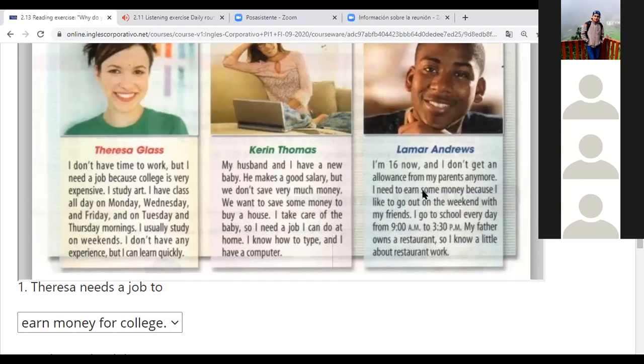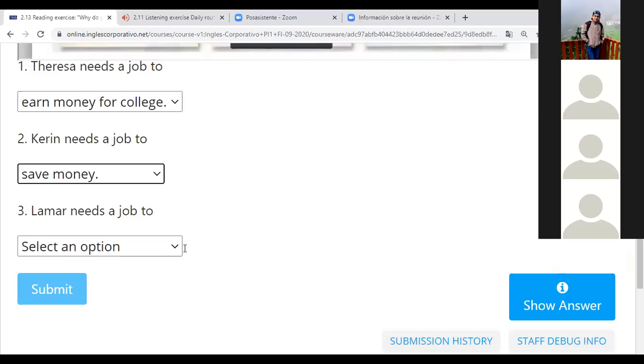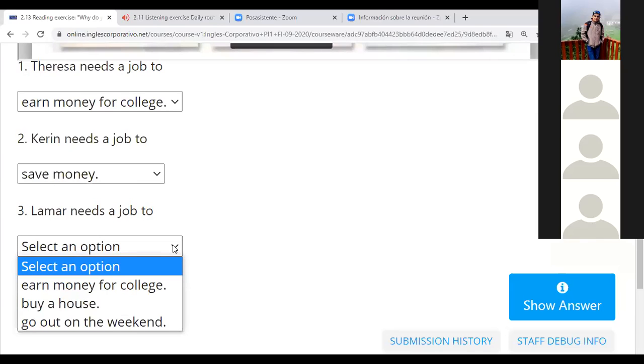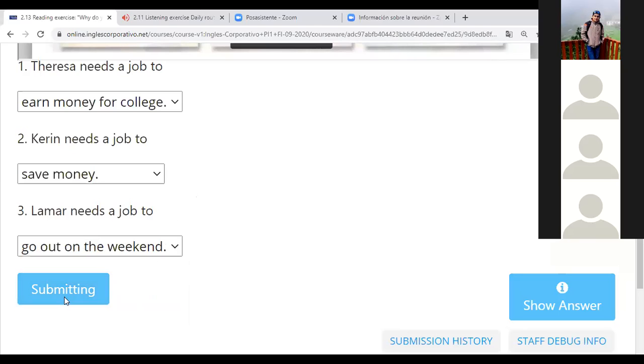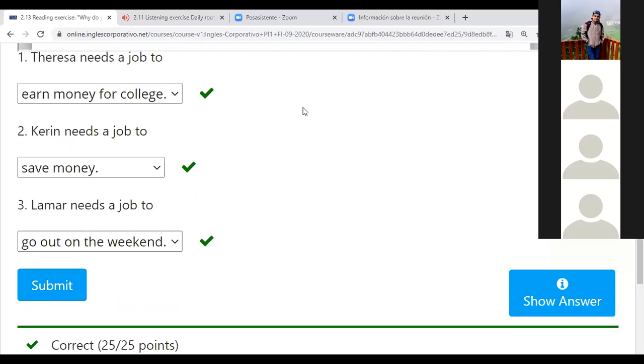I'm 16 now and I don't get an allowance from my parents anymore. I need to earn some money because I like to go out on the weekend with my friends. I go to school every day from 9 a.m. to 3:30 p.m. My father owns a restaurant, so I know a little about restaurant work. Okay? So, earn money, buy a house, or go out on weekend. Go out on weekend. Let me see. Perfect, right? A lot of work to do, eh?